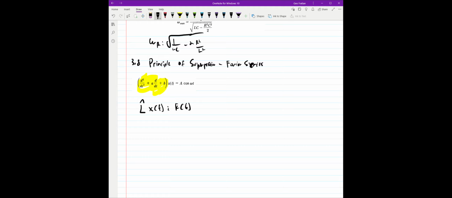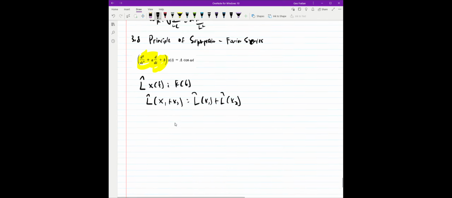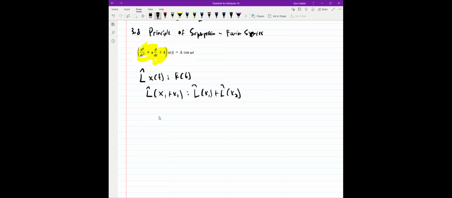Now, the principle of superposition tells us that an operator, if it's linear, obeys linearity. So the operator on x1 plus x2 is the same thing as the linear operator on x1 plus the linear operator individually on x2. In other words, we can pretend they're not there and then just add up all the solutions and get the actual answer. So we can set the operator on x1 equal to f1 of t, the operator on x2 equal to f2 of t, and then we just add the two equations together.